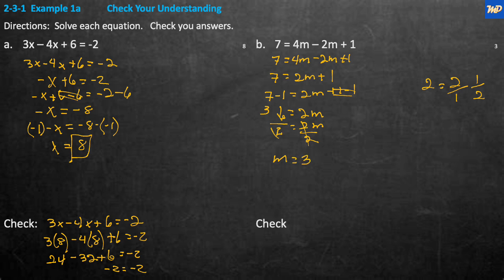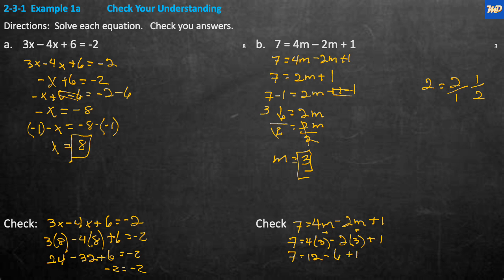Now check it out. They want us to check 7 equals 4m minus 2m plus 1. So we substitute the m's with our answer, our 3, and see what we get. So we get 7 equals 4 times 3 minus 2 times 3 plus 1. 4 times 3 is 12, minus 2 times 3 is 6, plus 1.